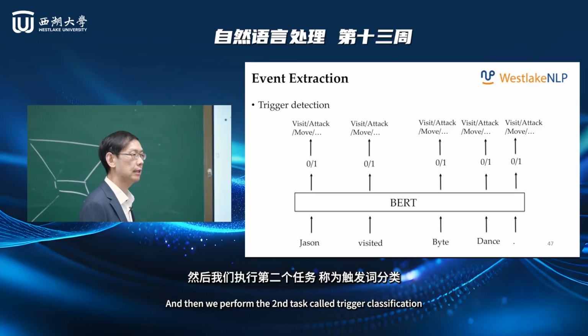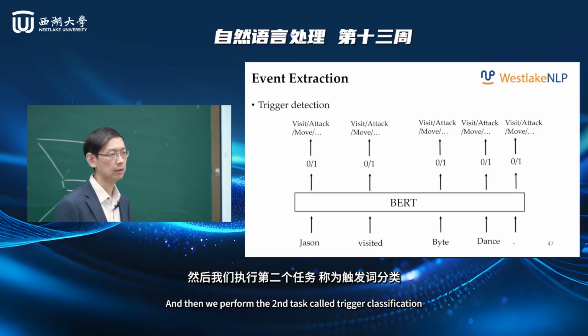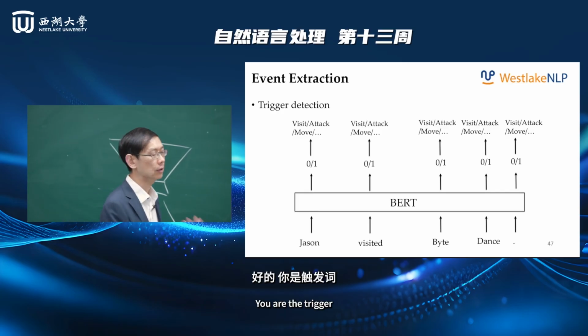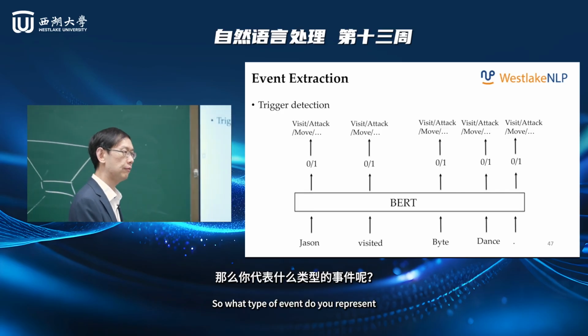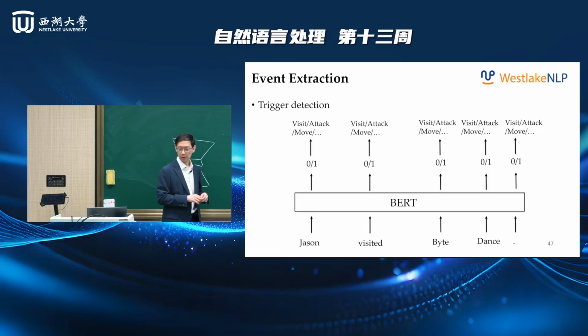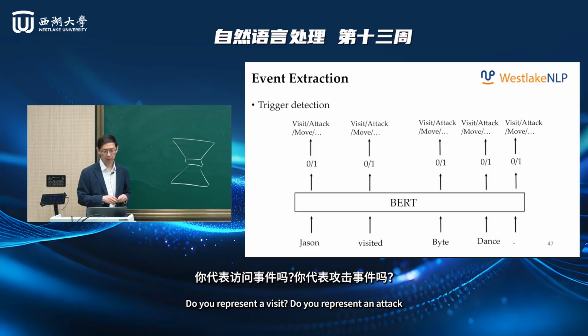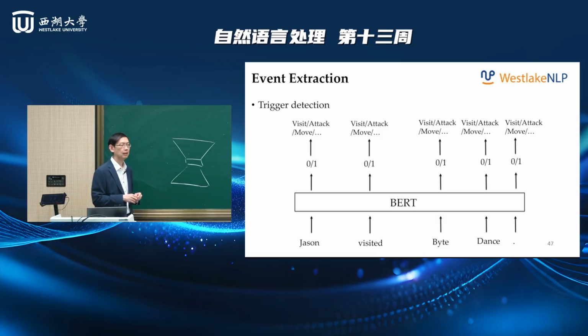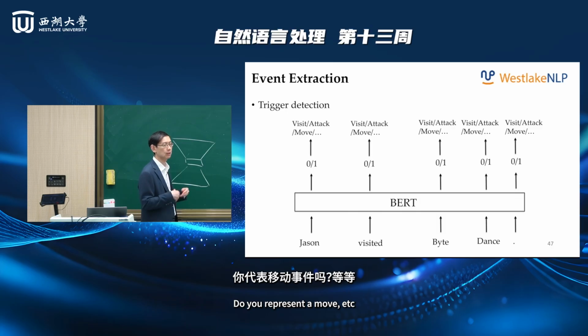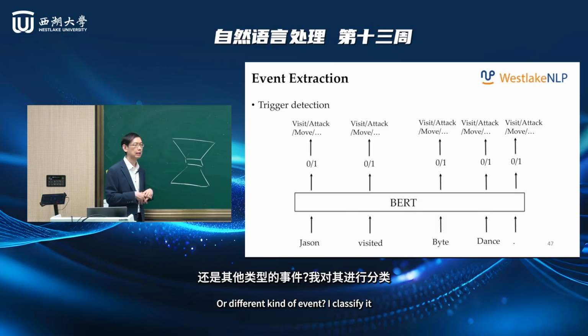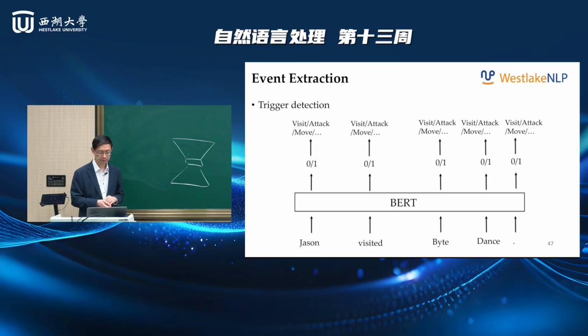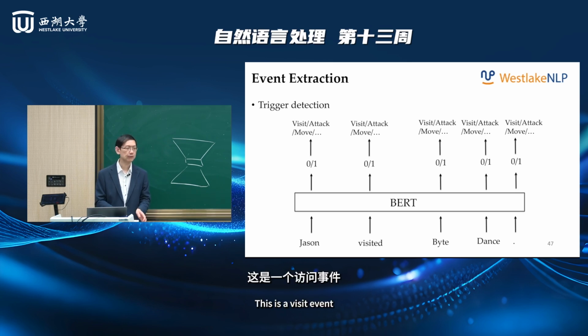And then we perform the second task called trigger classification. Okay, good. You are the trigger. So what type of event do you represent? Do you represent a visit? Do you represent an attack? Do you represent a move, etc.? All different kinds of events. I classify it. Okay, this is a visit event.